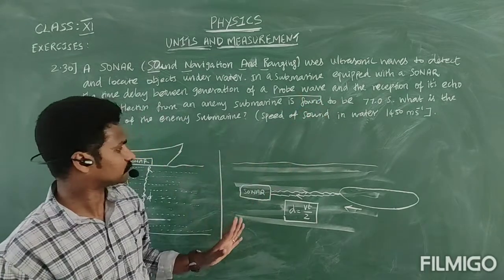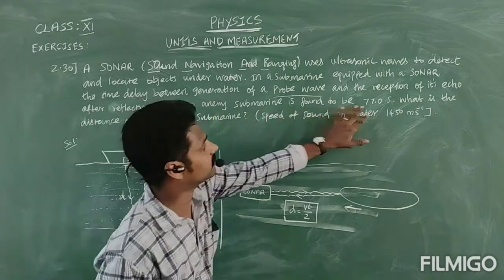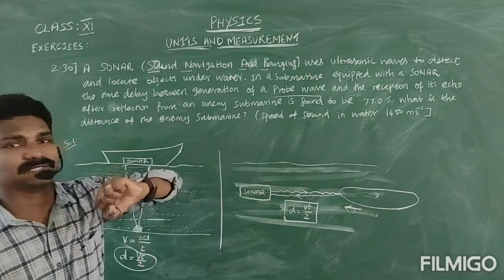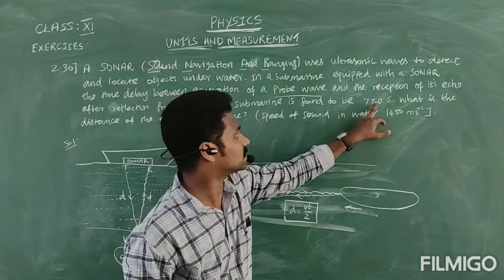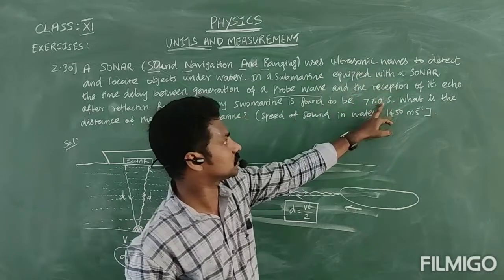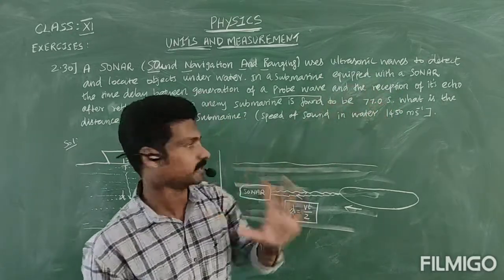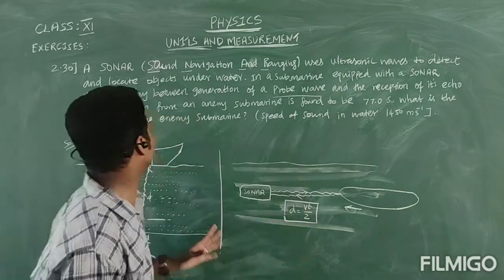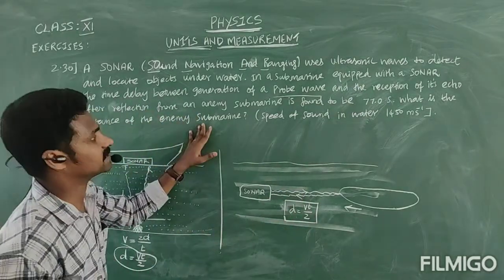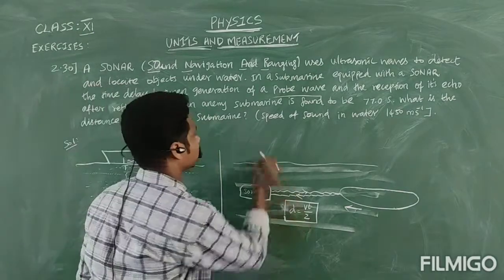Okay, right. So now the given data, it's taking the time is 77.0 seconds. That means what here 77.0 is nothing but, in the end value 0 with the decimal, so you will be taken as significant, so totally 3 significant. Okay, so 77 seconds. So what is the distance of the enemy submarine? So the distance only asking. So we found the distance. Yes, now I am going to calculate.